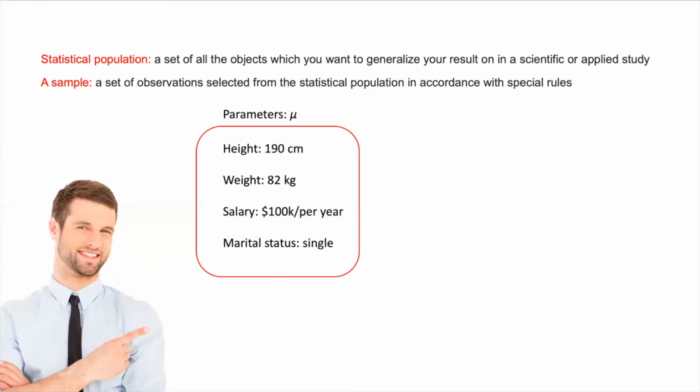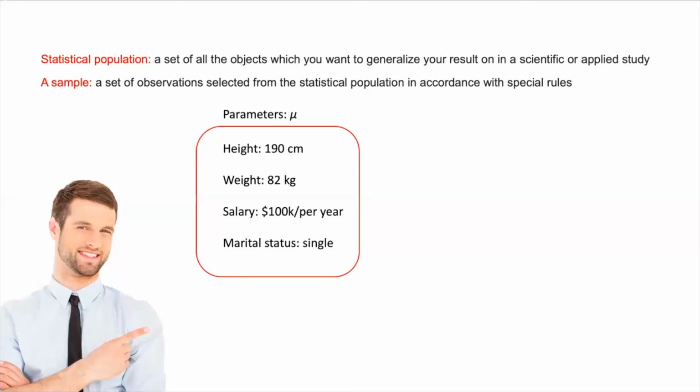Generally, we don't have any access to all the objects in the statistical population, and the parameters which we are interested in are unknown. To estimate the unknown parameters, a researcher forms a sample. A sample is a set of observations selected from the statistical population in accordance with special rules. Then we can use the sample to make an inference about the whole population. For instance, we can use average height in our sample to estimate the unknown parameter of the population.